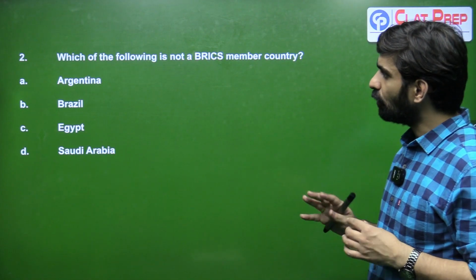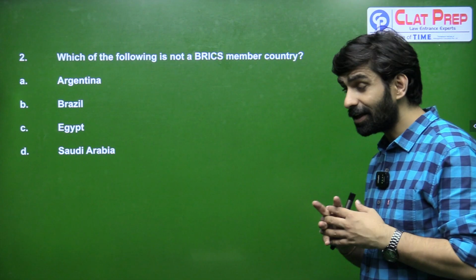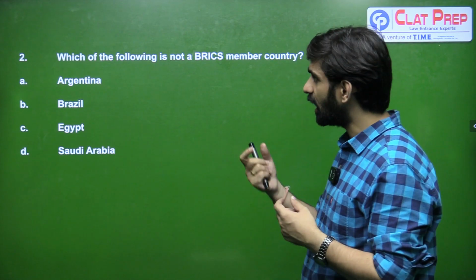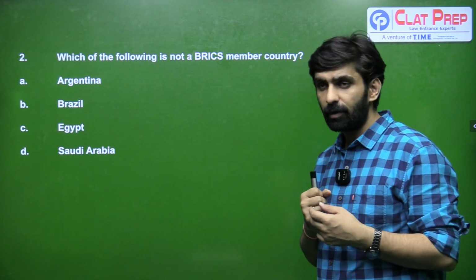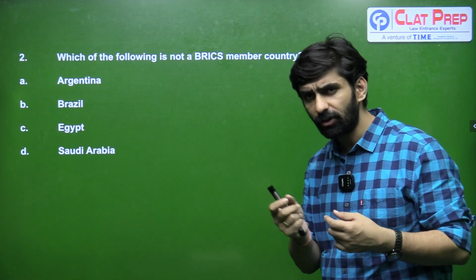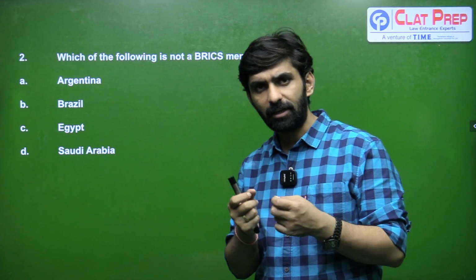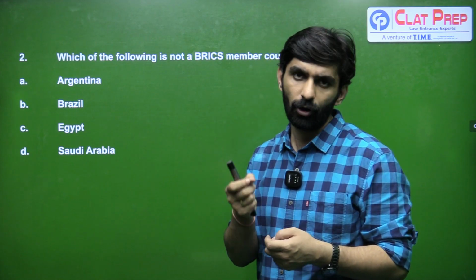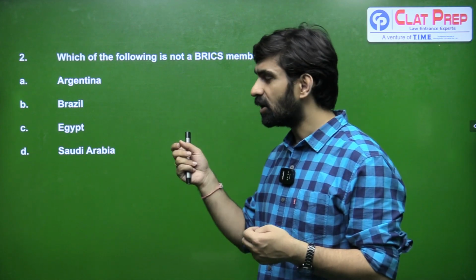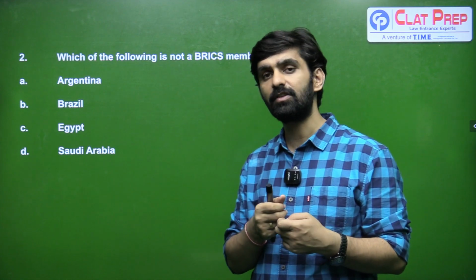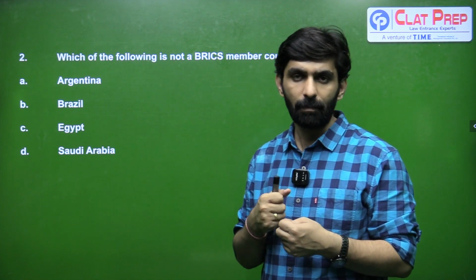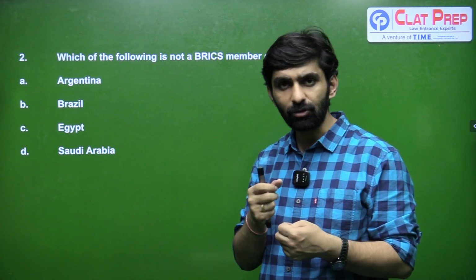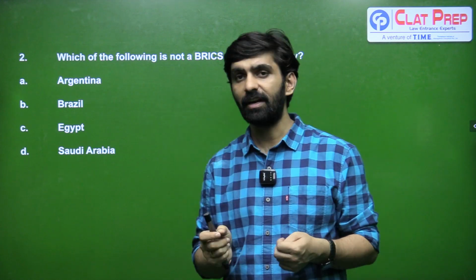Next question is, which of the following is not a BRICS member country? Again, there was a dispute in the comment box regarding this, and the dispute was regarding Saudi Arabia. But now it has been clarified that Saudi Arabia, Egypt, Brazil, all three are part of the new BRICS member countries. But Argentina was one of the countries which was invited to become a member, but it declined the invitation and it is not a member. So answer for second is going to be A.